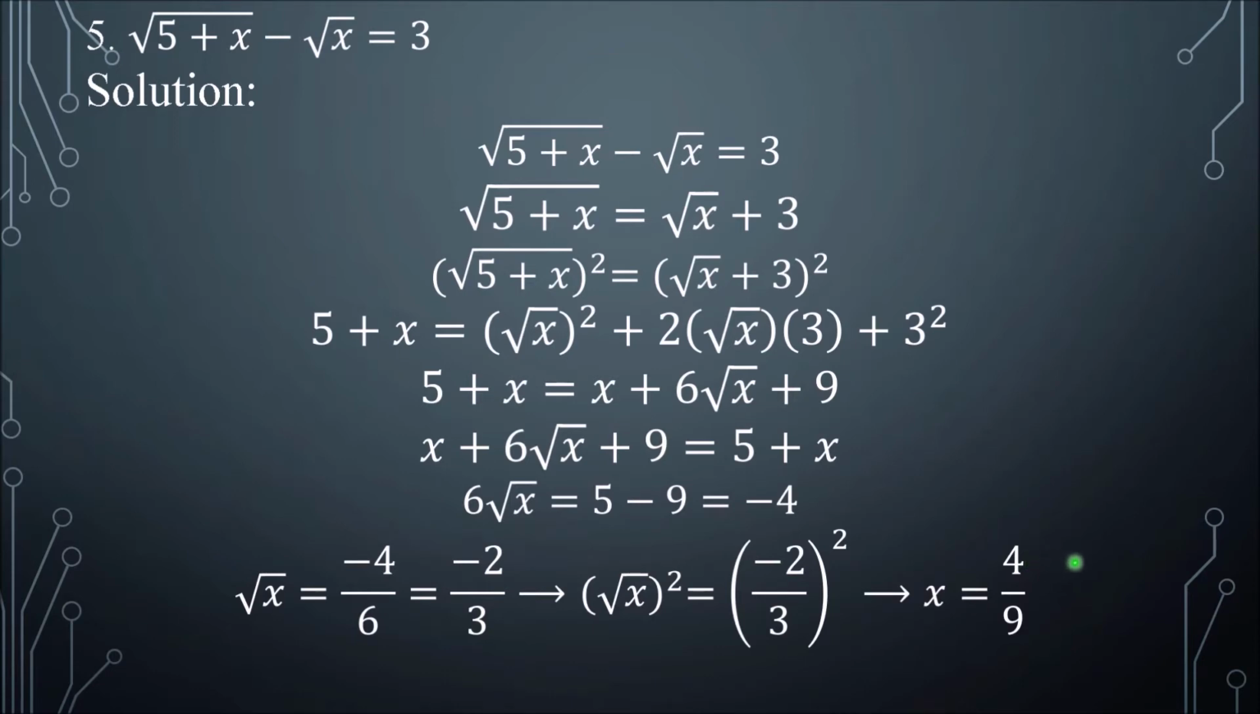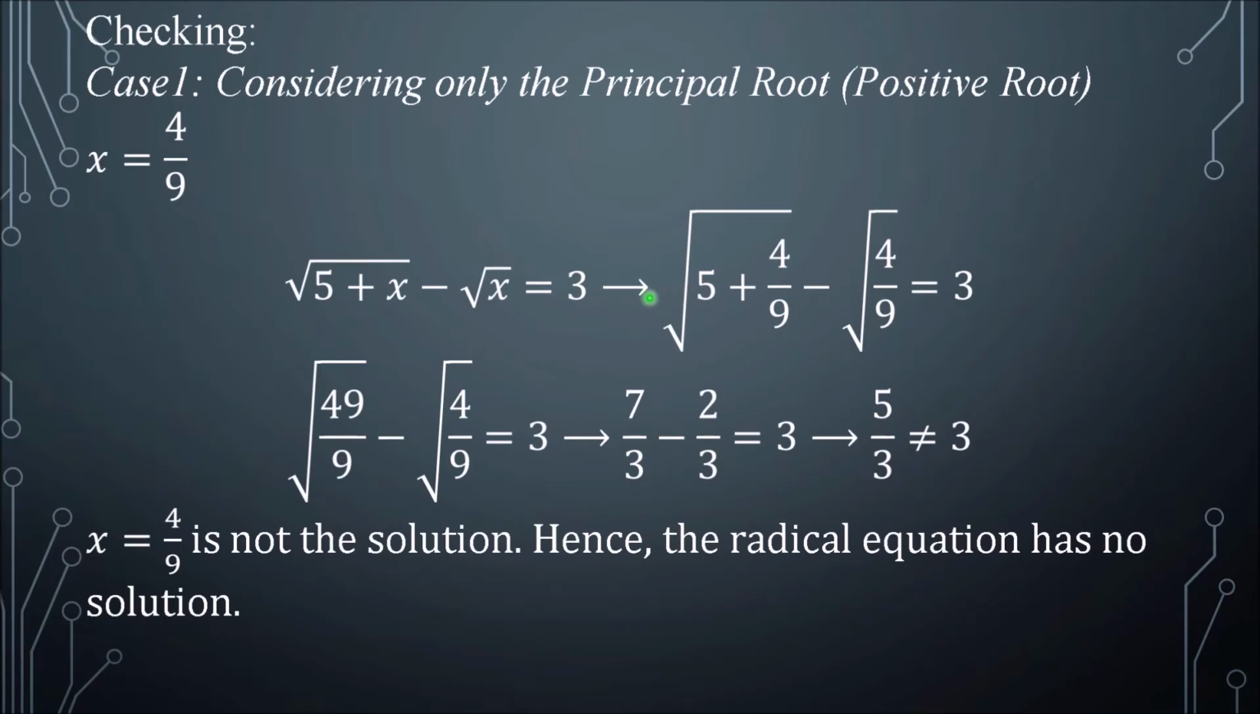But let's check if this is correct. Now there are two cases, of course. If only the principal root is considered, no negative roots. Let's substitute 4 over 9 to x there. So that will be 5 plus 4 over 9, because that's 5 plus x. And then square root of 4 over 9. Now, this one, that's 9 times 5, 45, plus 4, 49, over 9. So that's how we add whole number and fraction.